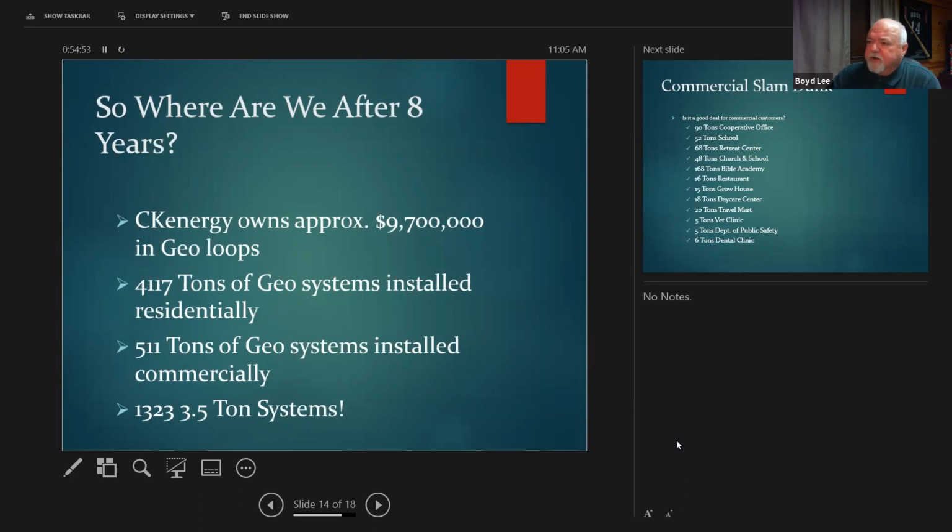So where are we after 8 years? We currently own 9 points.